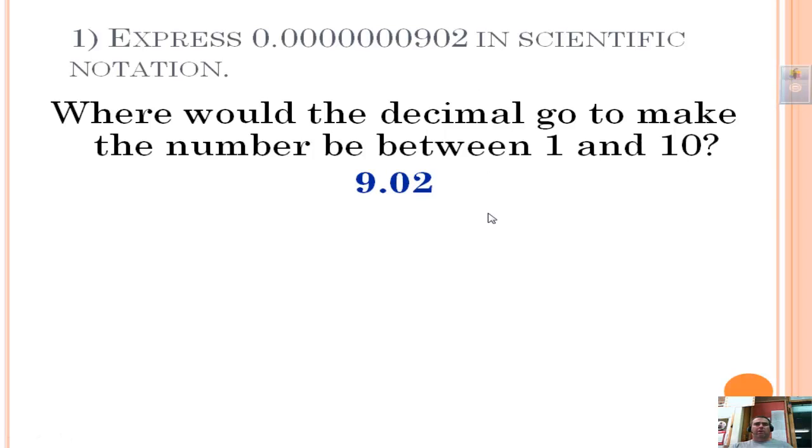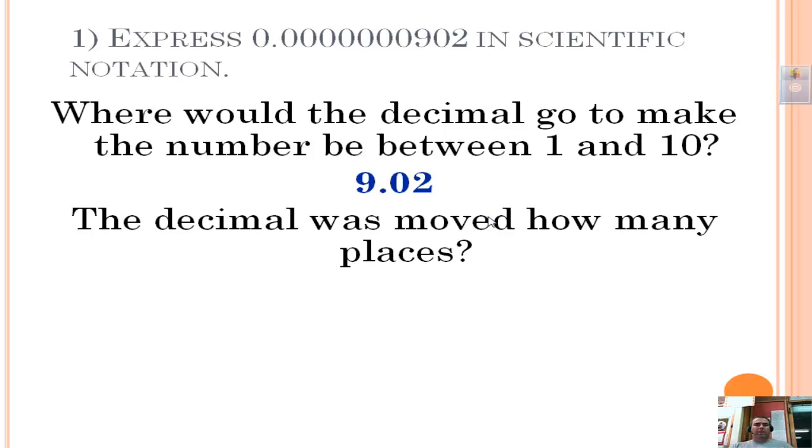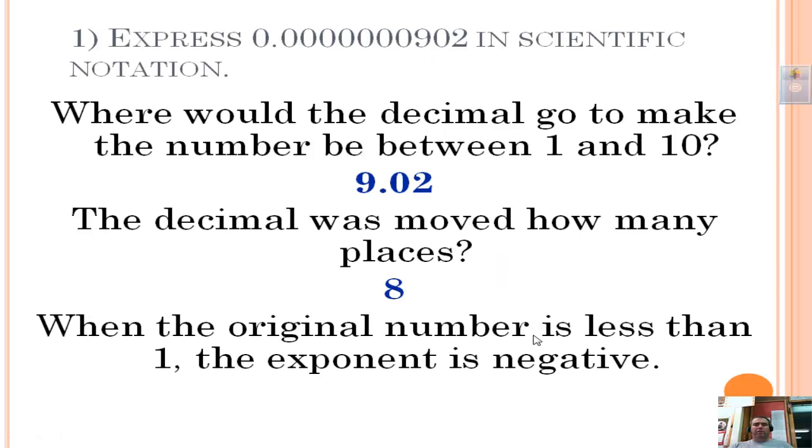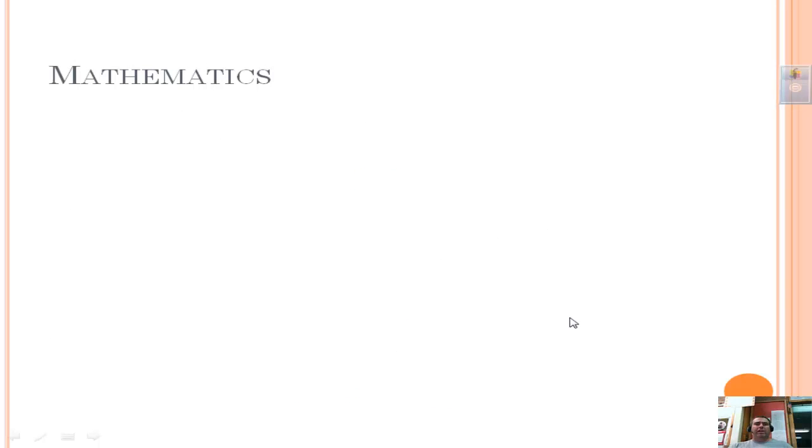Okay, so we're going to move it all the way over to 9.02. As the decimal was moved, how many places? If you count how many you moved it over, we moved it 8 spots. When the original number is less than 1, and you can see this number up here is less than 1, then our exponent is going to be negative. So this is actually going to be a negative 8. So your correct answer is 9.02 times 10 to the negative 8th. Let's look at some of the mathematics associated with scientific notation.